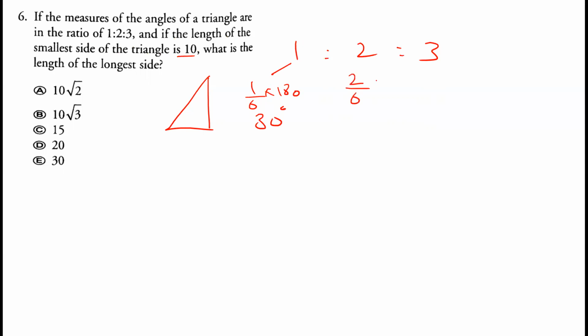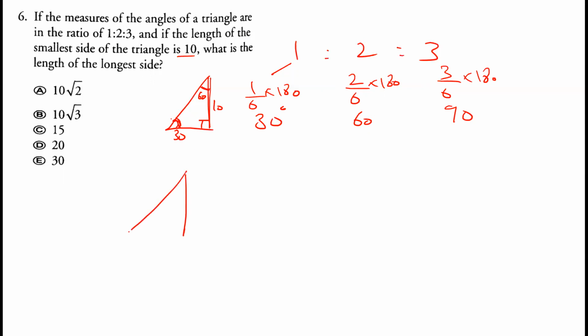This would be 2 over 6 into 180, which is your 60 degrees. And this is 3 over 6 into 180, which would be your 90 degrees. So I know that one angle is 90, the other one is 30, and the other one is 60. So 10 will be the side that is opposite to 30. This is one of the properties: the smallest angle will have the smallest opposite side.